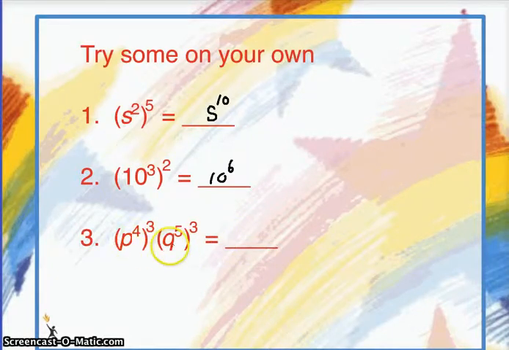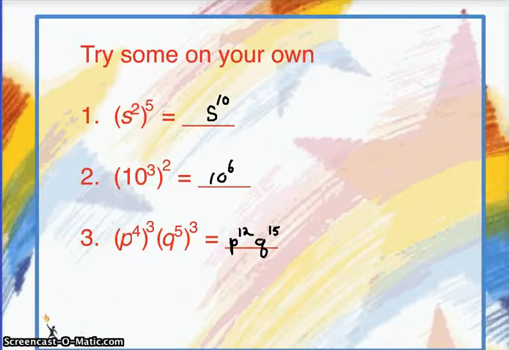Okay, now in this example, it's almost like we have 2 different problems. We have p to the 4th raised to the 3rd power and q to the 5th raised to the 3rd power, so we would take those separately. Let's handle the p first. We have a base of p to the 4th raised to the 3rd power, so that becomes p to the 12th, times q to the 5th raised to the 3rd power. Multiply those, and we get 15. Now notice these are different bases, so we're done. We can't combine p and q because they are not the same base.